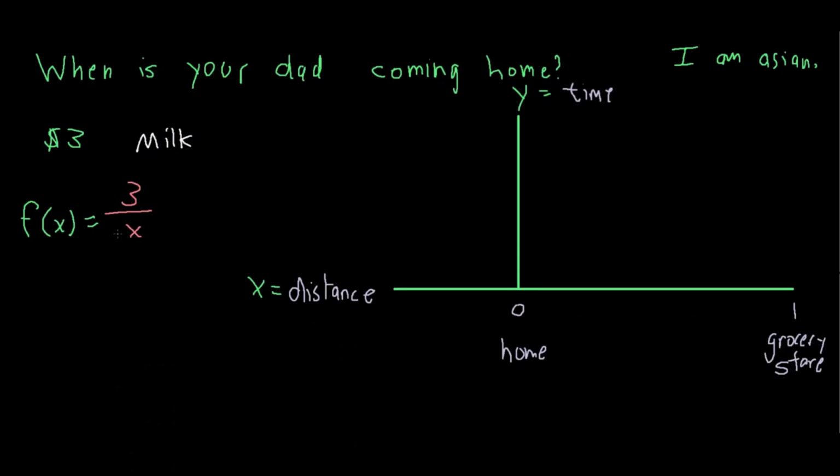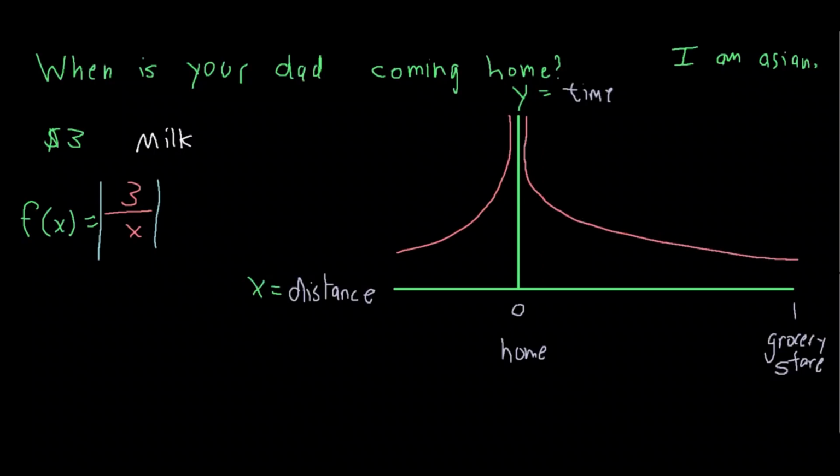But realize if x is negative, that means y is also negative, and time cannot be negative. So the equation is actually the absolute value of 3 over x. If we graph that out, the function looks something like this.